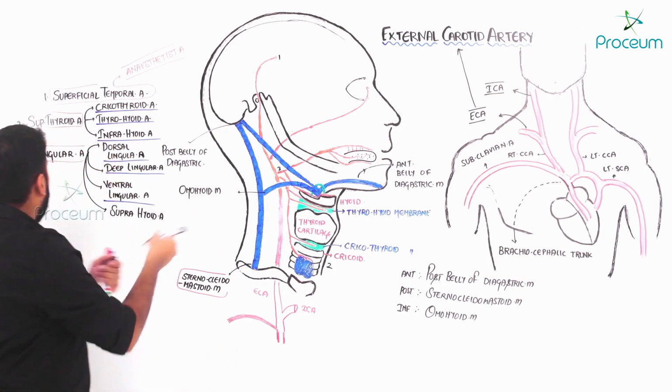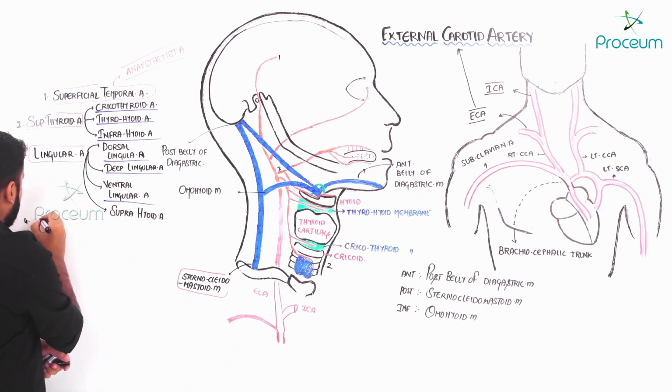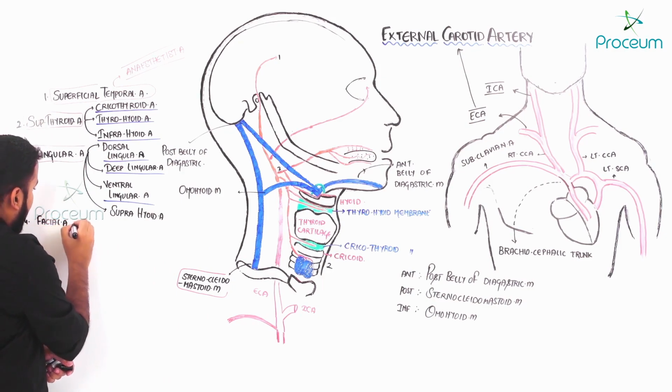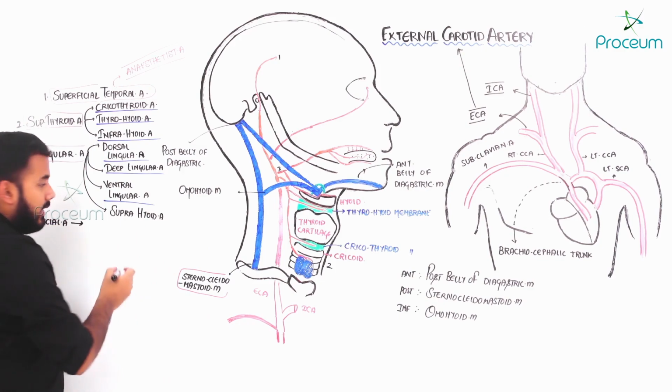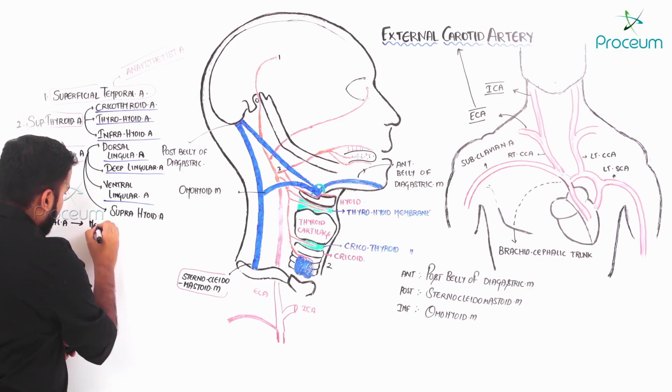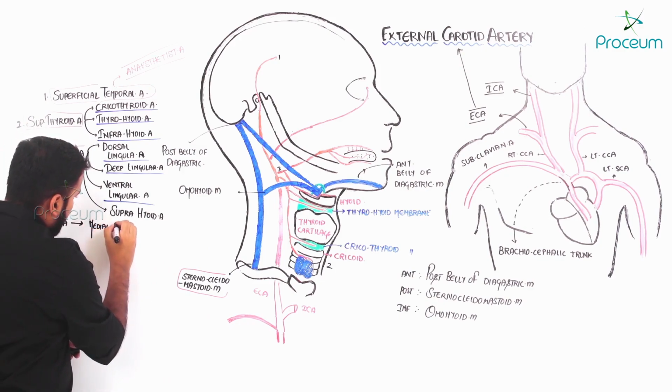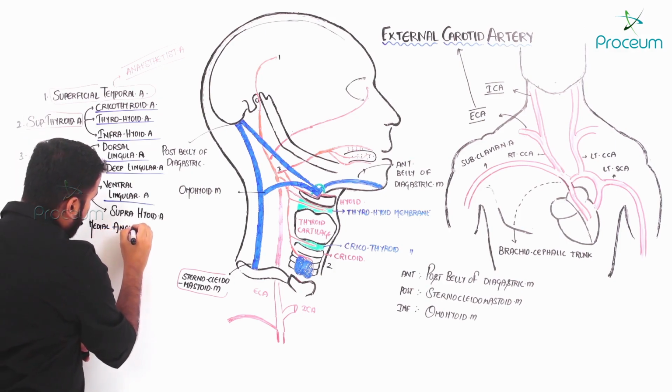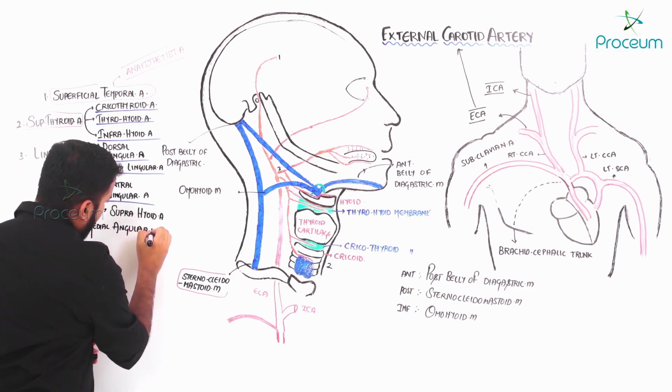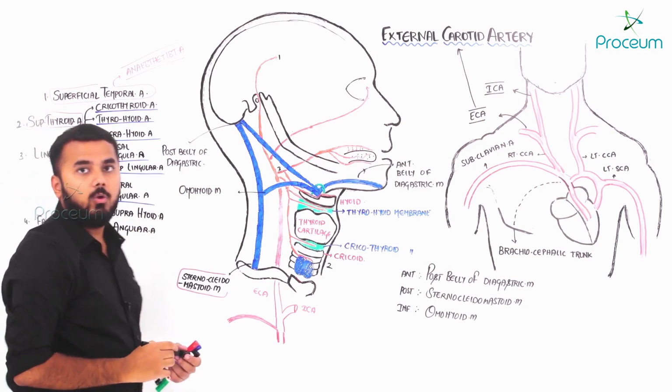By the way, what is the name of this artery? This is called the facial artery, and the facial artery has got a branch, and that is called the medial angular artery.